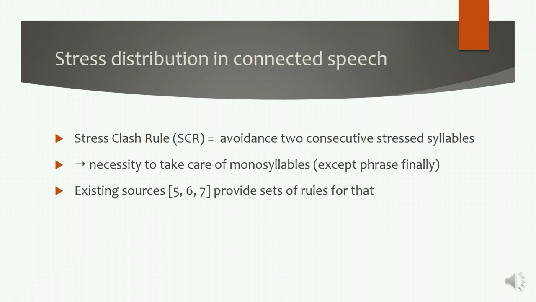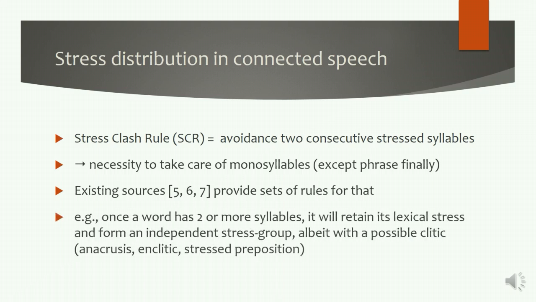Existing sources provide sets of rules for treating monosyllables and grouping them with longer words. So for our study, what is relevant is that once a word has two or more syllables, it will retain its lexical stress and it will form an independent stress group, albeit with a possible clitic, proclitic or enclitic, such as the stressed prepositions we talked about.